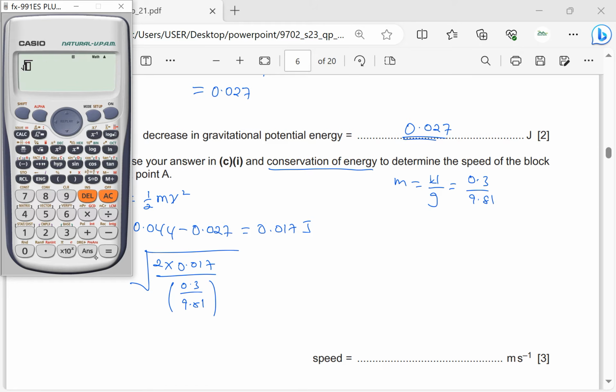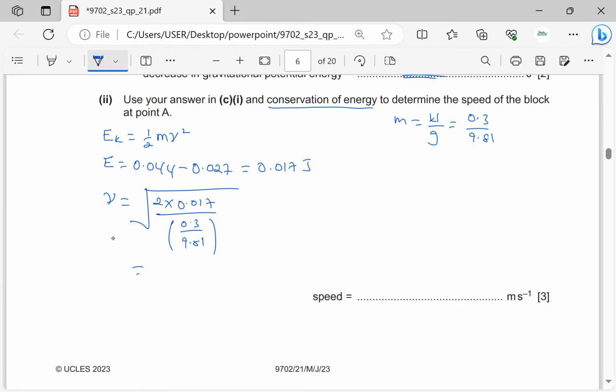Then square root of the answer. So I'm getting 1.054. So speed here is 1.054, or we can write 1.1. The answer is most likely 1.1 meters per second.